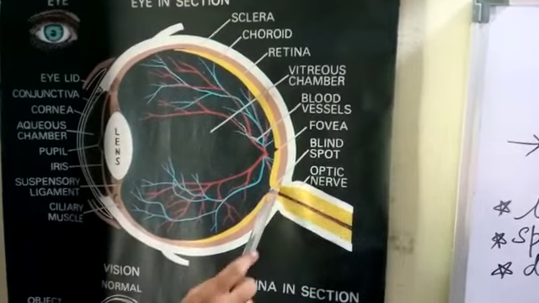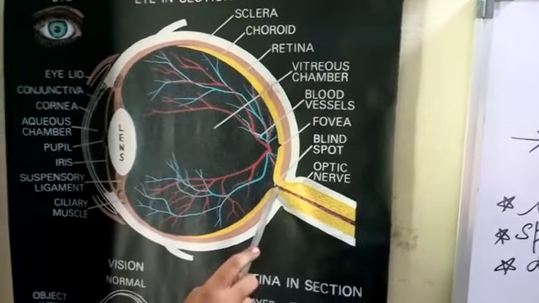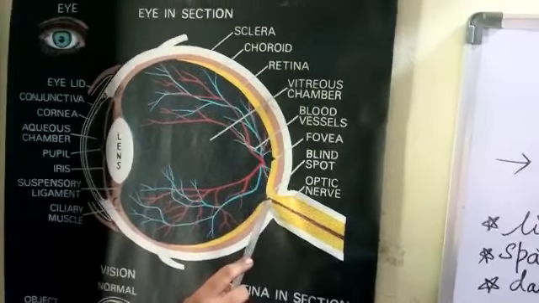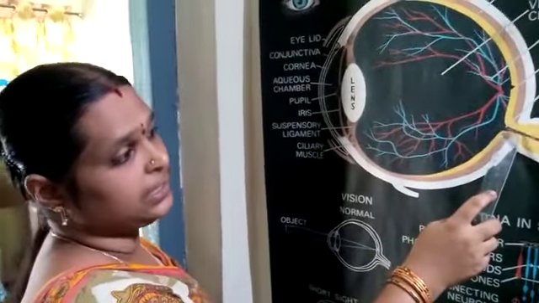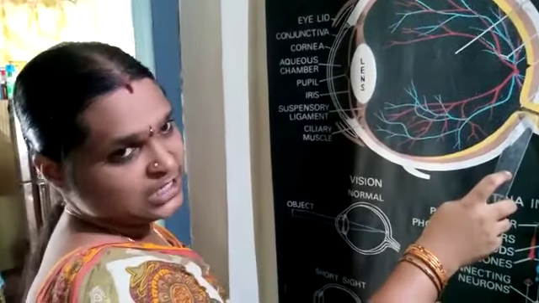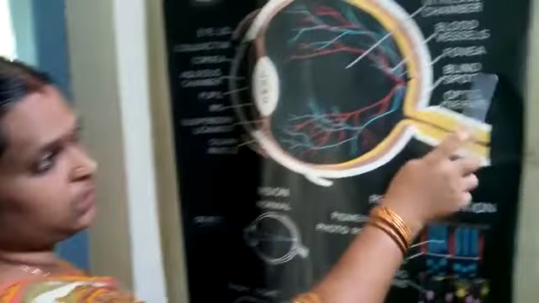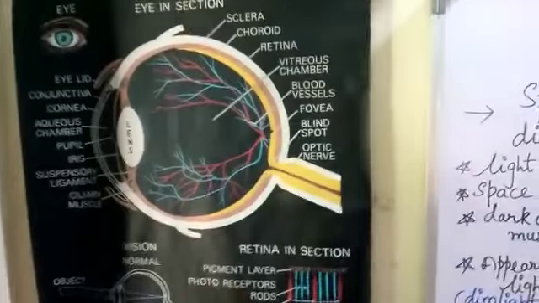And in between the junction of this retina and the optic nerve, we have a blind spot. So why is it called a blind spot? Because this is a position where there are no rod and cone cells. When there are no rod and cone cells, this part is insensitive to light. That is why it is called the blind spot.